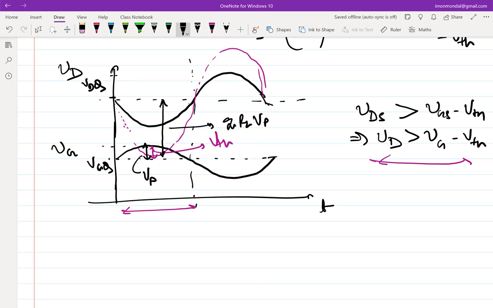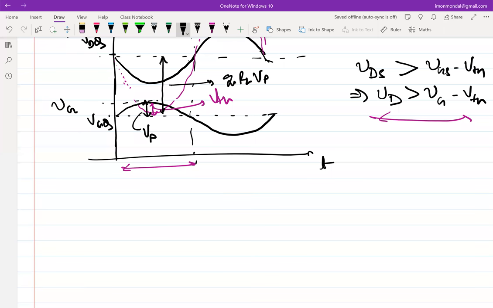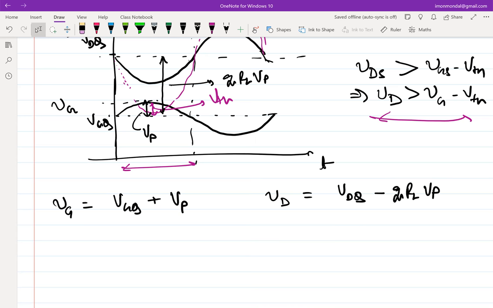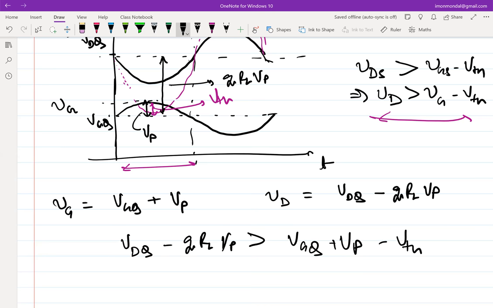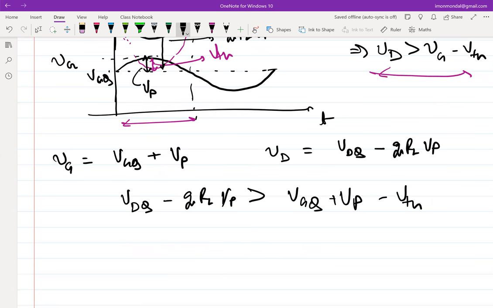So what is this value? Total VG essentially is VGQ plus Vp, right? And total VD is equal to VDQ minus GM times RL times Vp. We just have to ensure that VDQ minus GM times RL times Vp should be greater than VGQ plus Vp minus one threshold voltage. So for a particular set of values of VDQ, VGQ, and threshold voltage, if these are set by quiescent conditions, what condition do you arrive at?